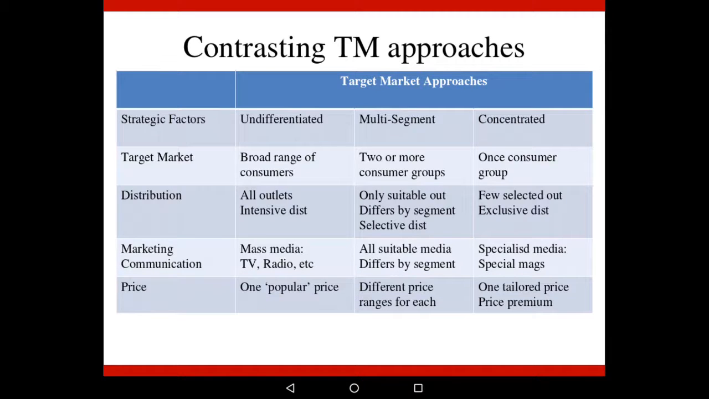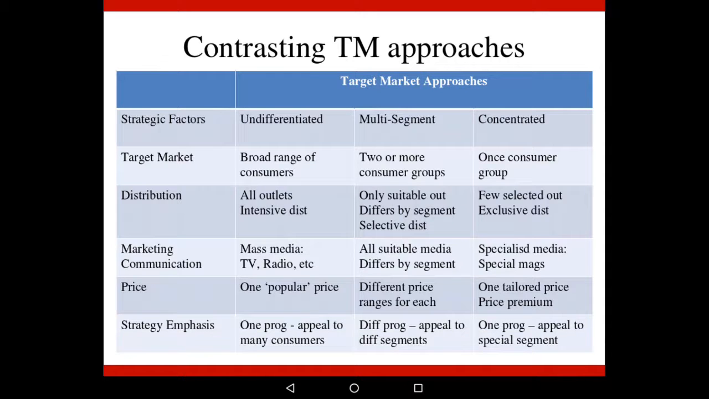Price. With undifferentiated strategy, you'll have one popular price. With multi-segment, you'll have different price ranges for each product. And for concentrated, you'll also have one price, but it's a very tailored price, and it's very expensive. And then the strategy emphasis for undifferentiated is one program that appeals to many consumers. Multi-segment is different programs that appeal to different consumers, and again, concentrated is one program, but it appeals to only a special segment.